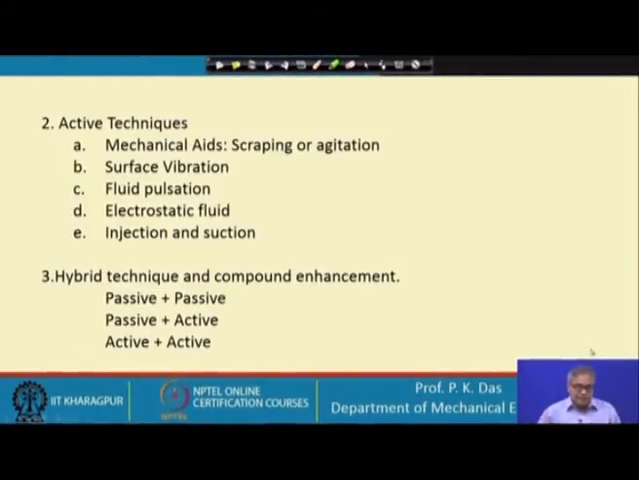And then active techniques. Active techniques means that we have to spend some energy more than what we are spending for the fluid flow. Additionally, we have to spend a certain amount of energy. So, there could be mechanical aids like scraping or agitation. In case of many chemical reactors where the heat exchanger is also integrated with the reactor, we have these agitators. For viscous fluid, we have scraped surface heat exchanger, as I have mentioned in some of the lectures earlier. Then there could be surface vibration. So, all these things, two goals are there.